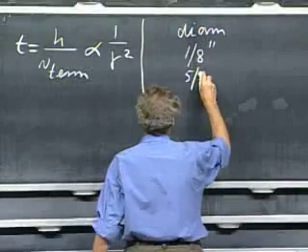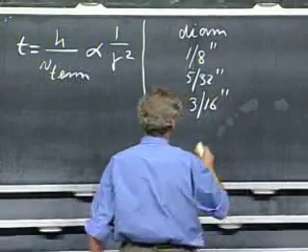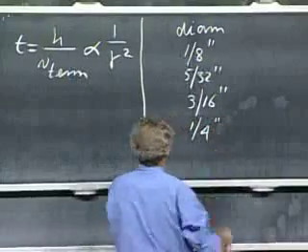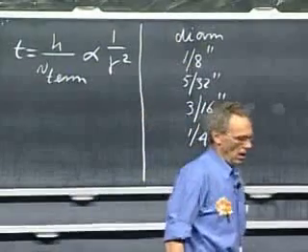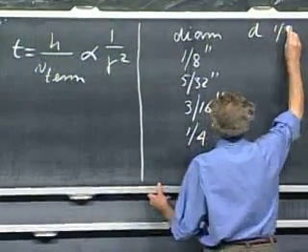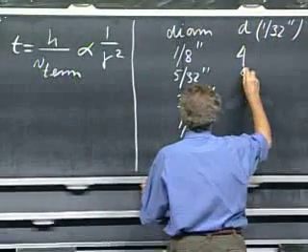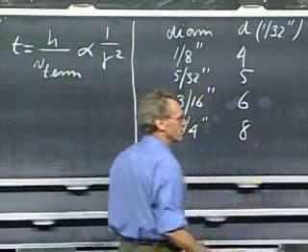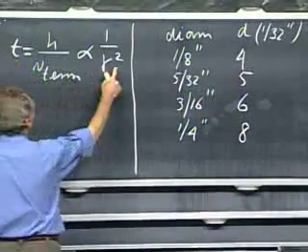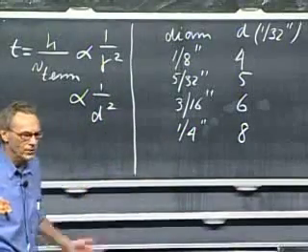Then I have 5/32. I have 3/16. All these things come in inches. That's one of those things. And I have a 1/4 inch diameter. If I give you here the diameter in terms of 1/32 of an inch, then this is 4, 5, 6, and 8. Easy numbers. Clearly, if the time that it takes is proportional to 1 over r squared, it will also be proportional to 1 over d squared. Of course, that's the same.